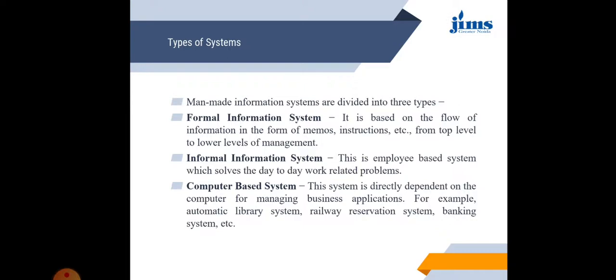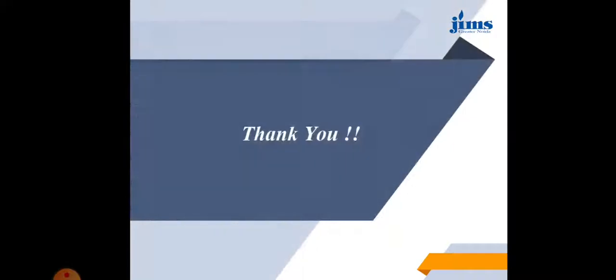Formal information system. This is for the top management level and lower management level. Informal information system. Day-to-day work-related problem system is known as the informal information system. And the automatic library system, railway reservation system, banking system are known as the computer-based system. So that's all about today's lecture.